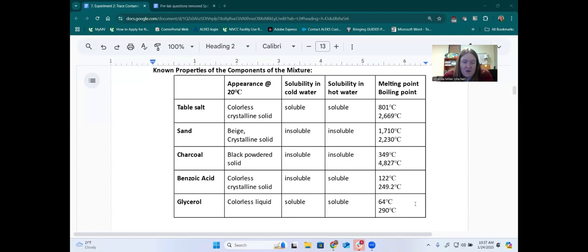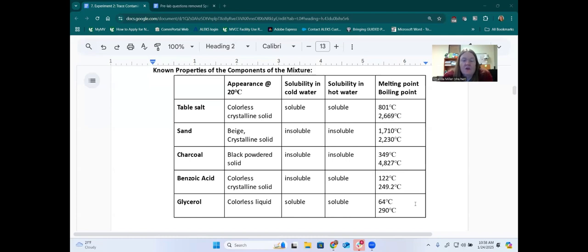So think about table salt, that looks like a white crystal, a powder almost. Sand is beige and it's also a crystal. Charcoal is a black powdered solid. It's not a crystal, so it doesn't have a regular repeating shape like the other two do, but it's a solid. Benzoic acid by itself at room temperature is also a solid, but it has crystals. Glycerol is a clear, colorless liquid at room temperature.